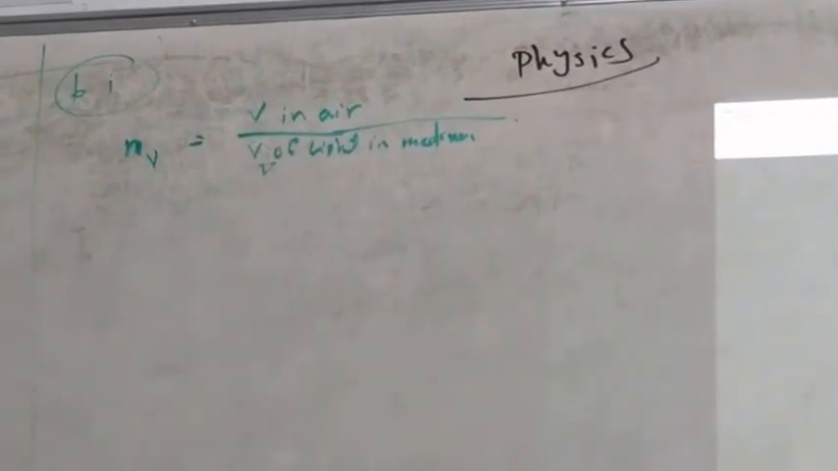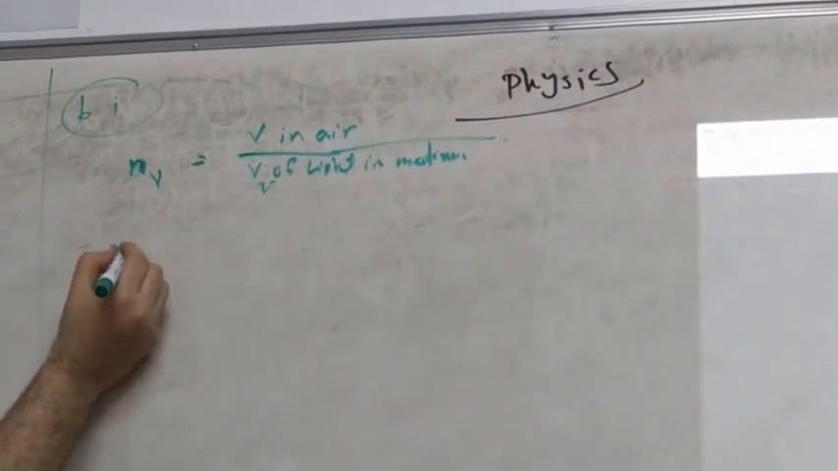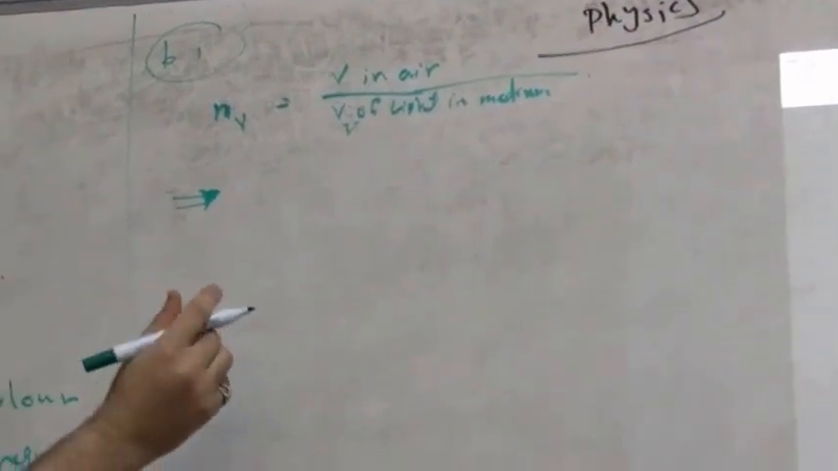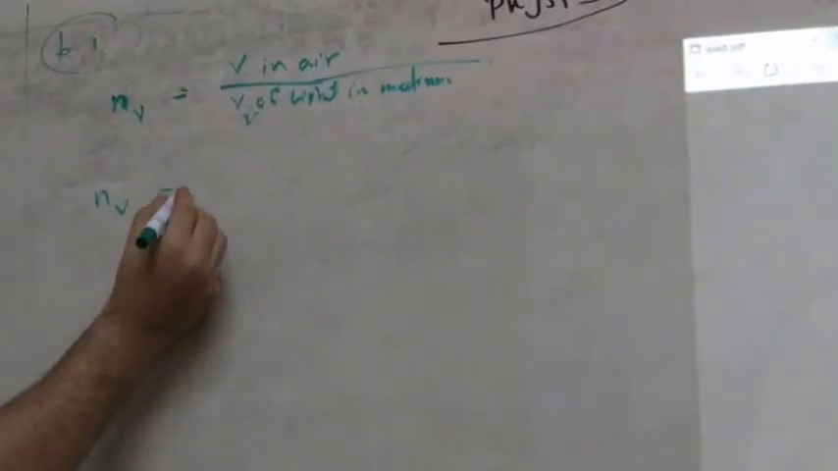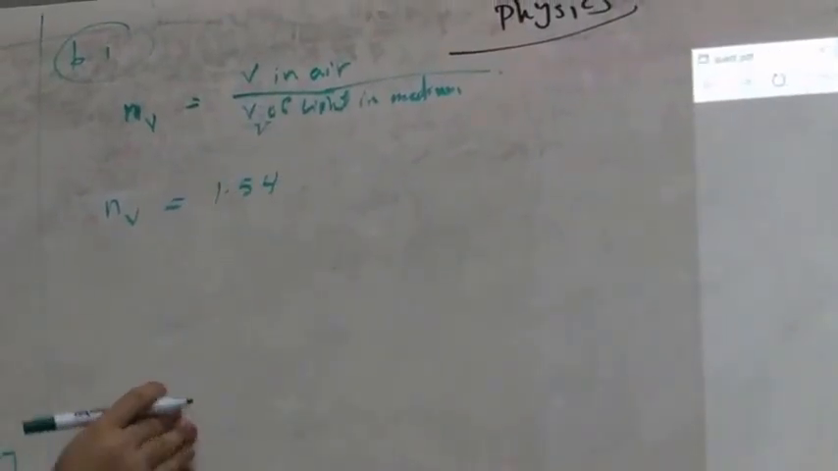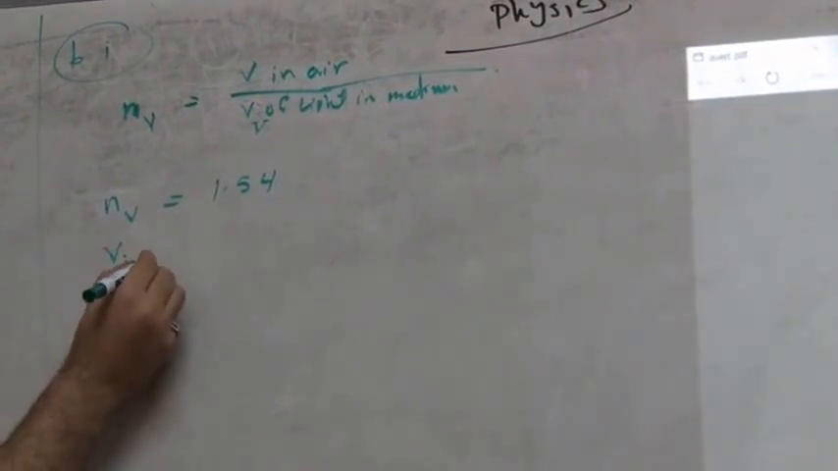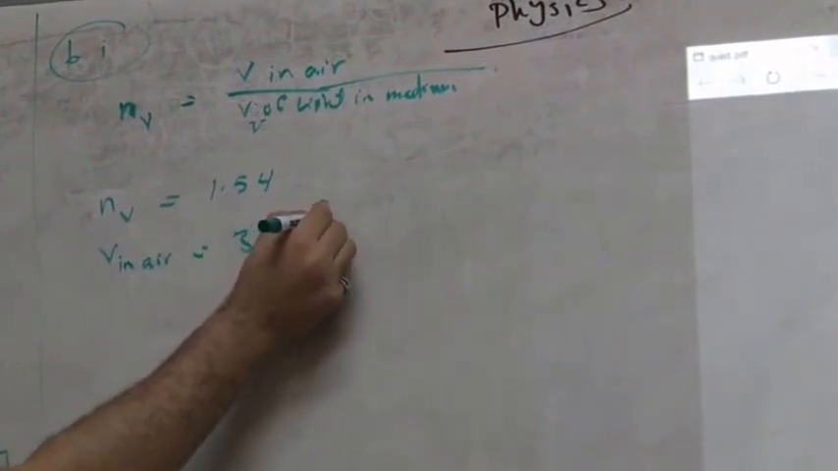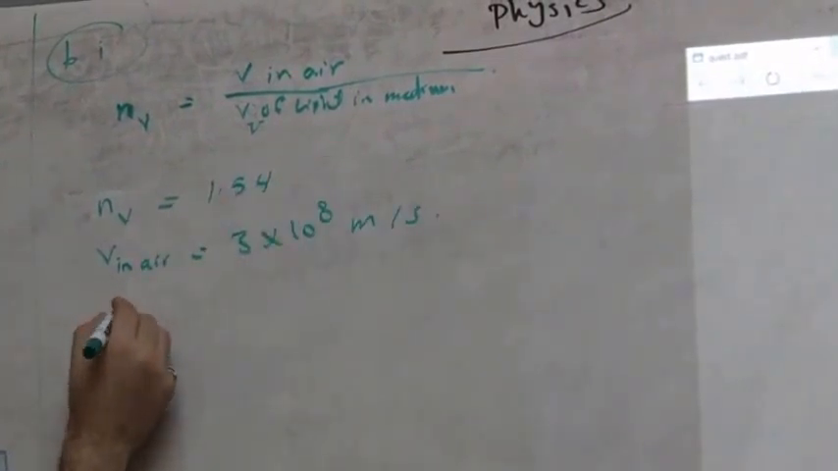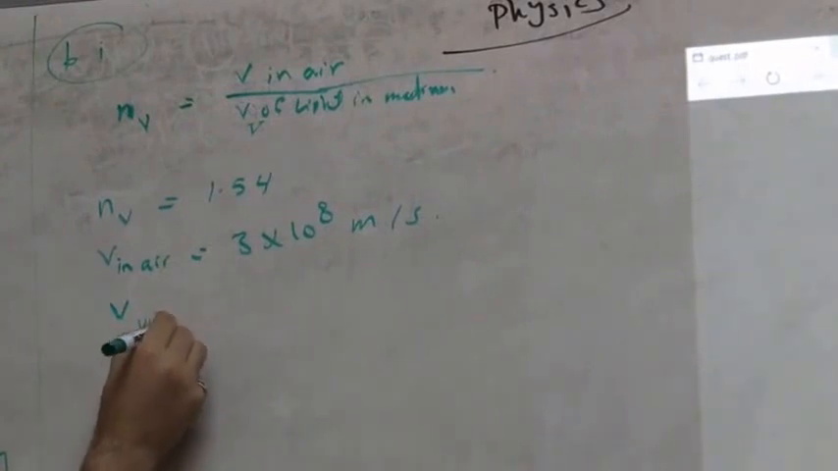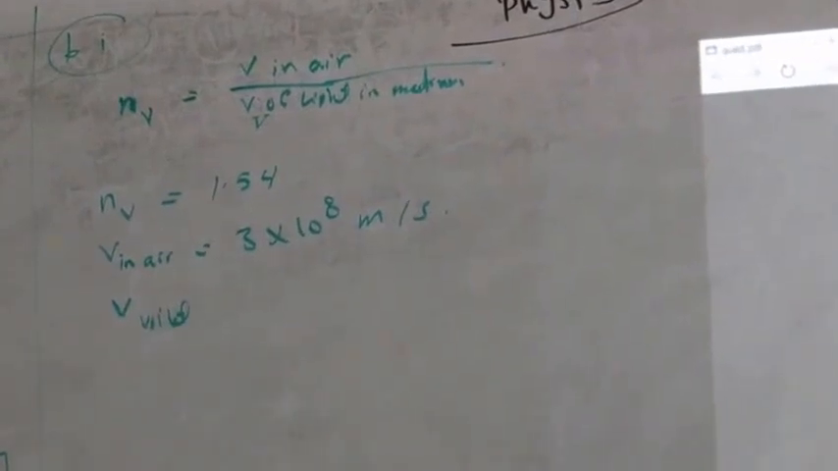Now I want to substitute the numbers. What is the given here? Omar Hussein, what is the given? The given in this problem is 1.54, the refractive index of violet light, and we have the speed of light in air, 3 times 10 to the 8 meters per second. I don't know the speed of violet light. Please pay attention. That's all. Get it?